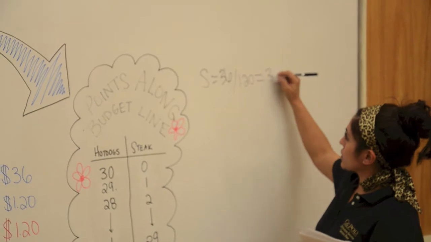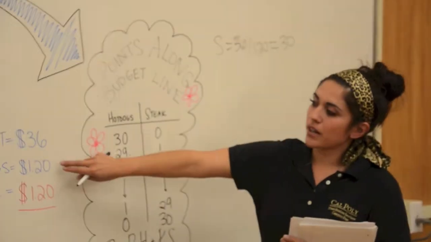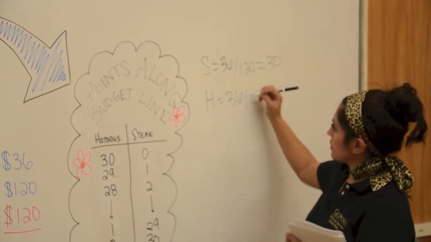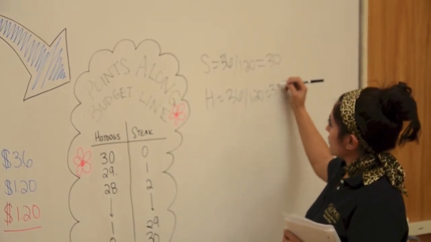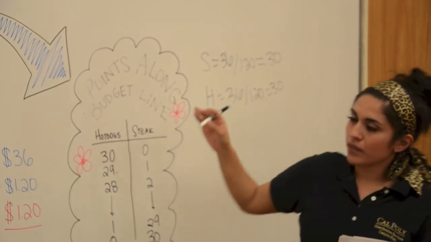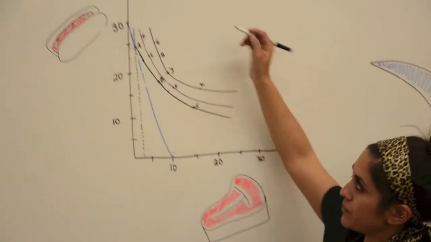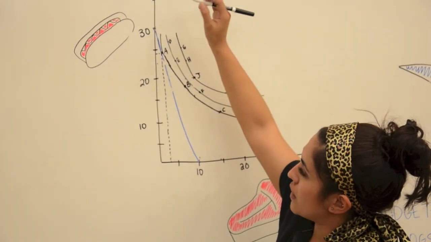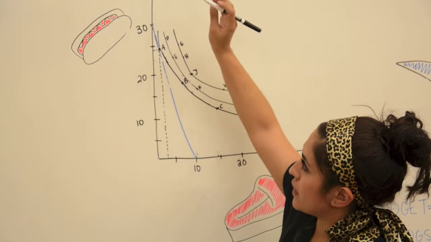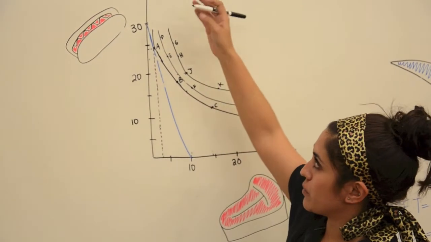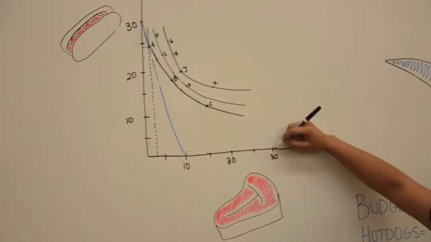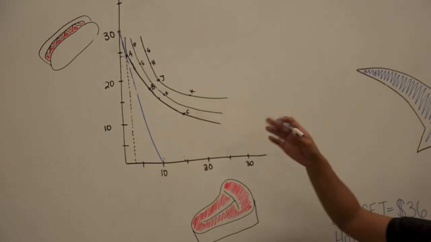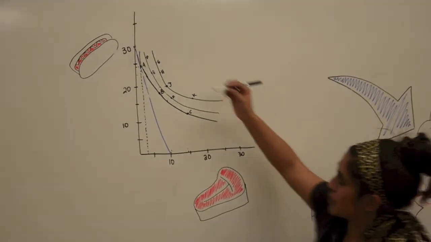When you divide that, it equals 30. And since our hot dog price is $1.20 as well, it's going to be the same thing. So it equals 30. Once we do that, now we can go over and graph our budget line. So we'll put a point at 30, that's the maximum amount of hot dogs you can buy and not buy any steak with the budget. And then this point, which is at 30 as well, is the maximum amount of steak you can buy, not buying any hot dogs with the budget.